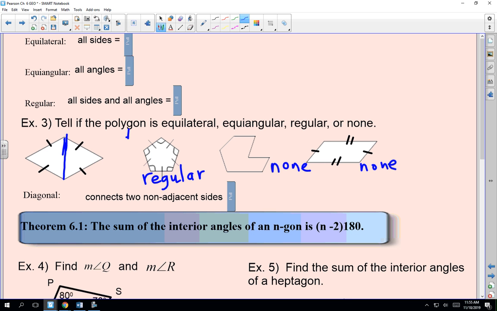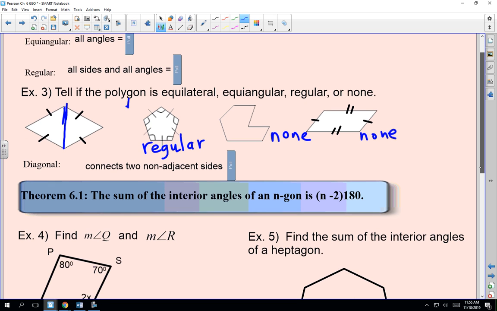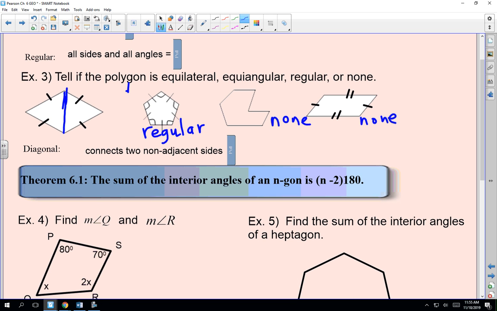So we have a theorem thrown at us here, which I'm going to try to help with. I'll show you where it comes from. If you remember the idea that each triangle equals 180, here's the deal. How many sides does this thing have? 4. So that's 4 sides. How many triangles did I break it into? 2. Now, what if I do a pentagon here?